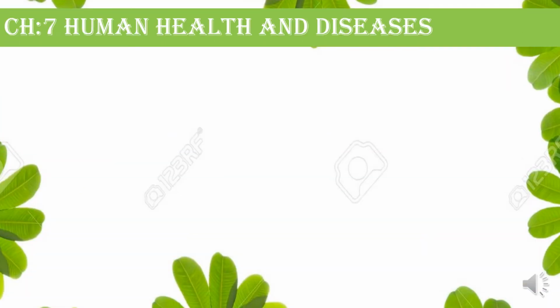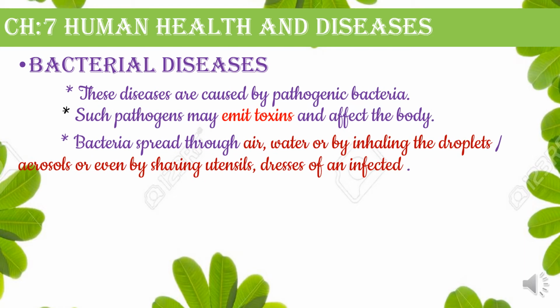Dear children, let us continue with chapter 7, Human Health and Diseases. The bacterial diseases. These diseases are caused by pathogenic bacteria. Pathogenic refers to the organism that causes infection. Such pathogens may emit toxins. These organisms emit some poisonous chemical substances that affect the body of an individual.